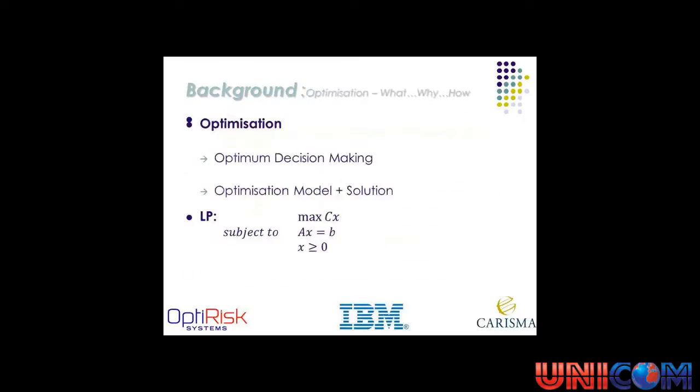So starting at the beginning, the very well known and basic model for optimization, linear programming, is stated in this very simple matrix form: maximize the objective c transpose x, subject to Ax equal to b, x non-negative, etc.